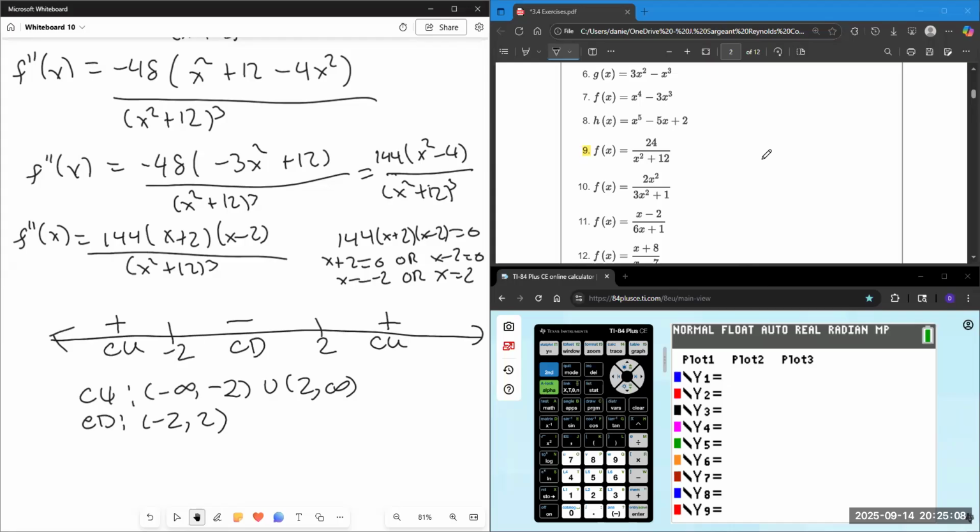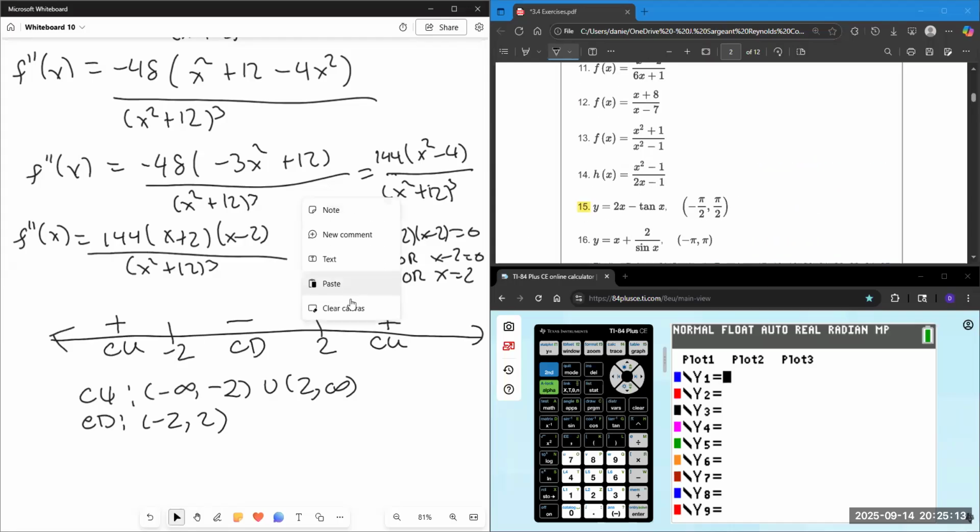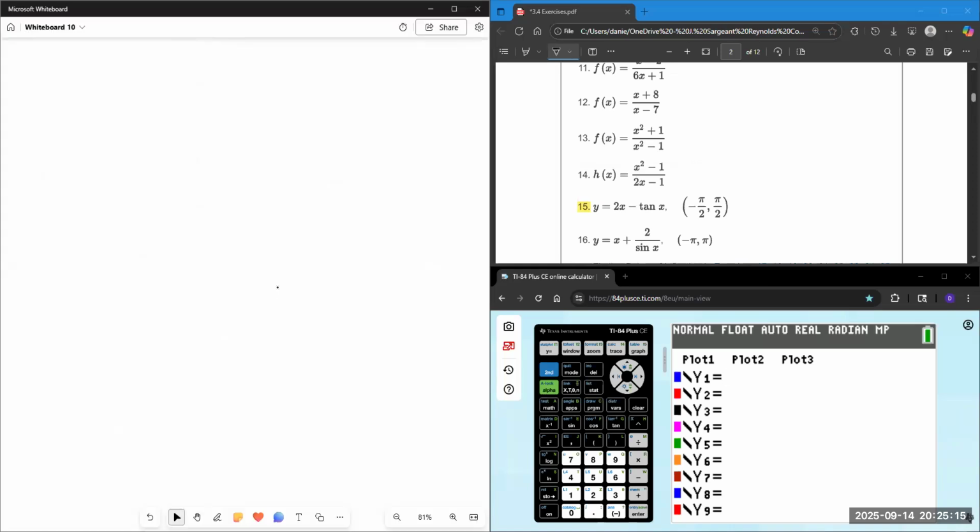On to number 15. Number 15 has the same instructions. Y is equal to 2x minus tan x, and we have a restricted domain of negative pi over 2 to pi over 2. That may be important later.